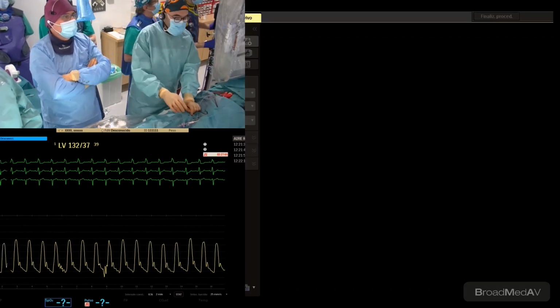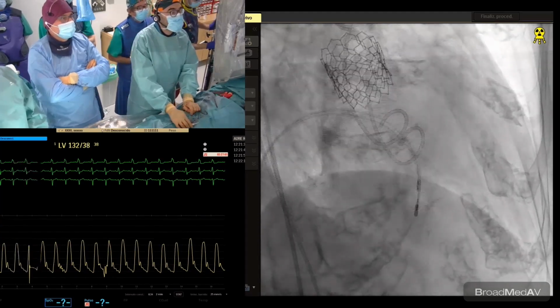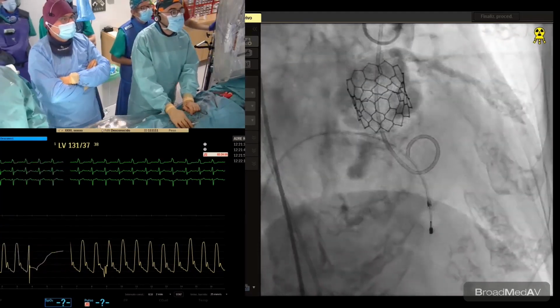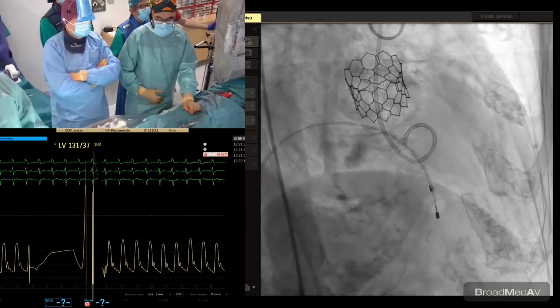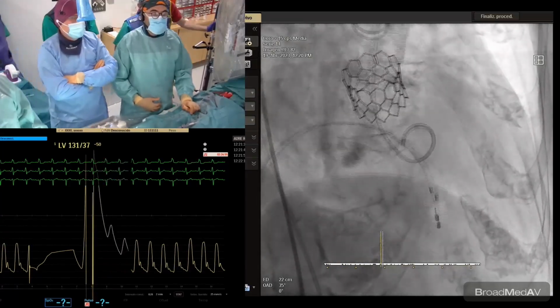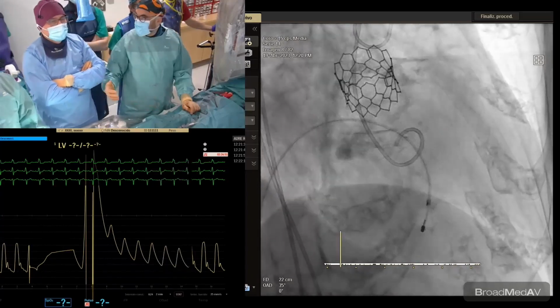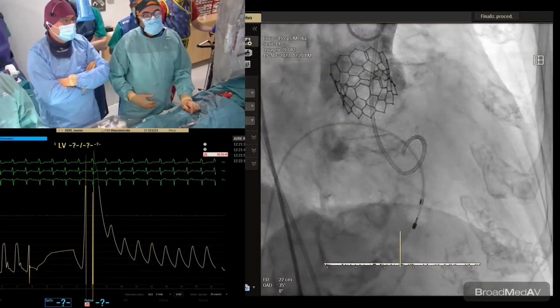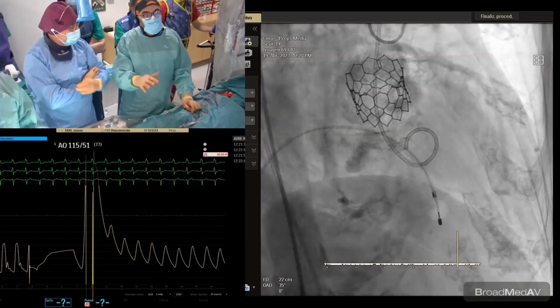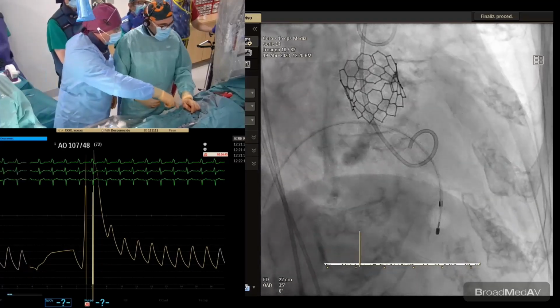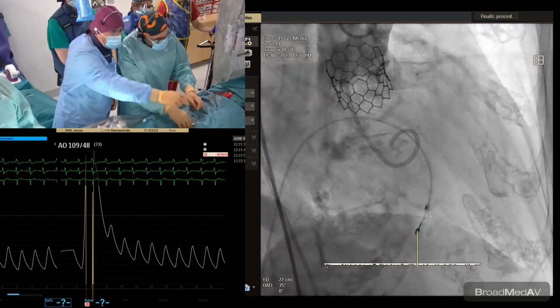Espera, todavía no. Ya. Okay, I think it's nice. It's zero. I think there is no PVL. Zero PVL, as Guillermo says. The gradient is, I think, about 10 millimeters of mercury. I think the result is good.